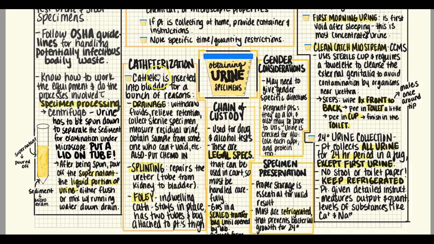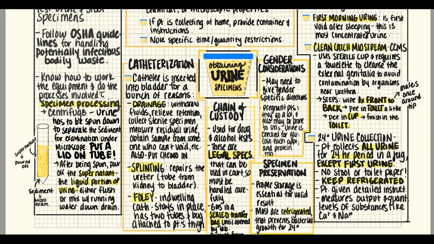Alright, so moving over here to catheterization. A catheter is inserted into the bladder for a whole bunch of different reasons. The main one is usually just drainage, and that is to withdraw fluids, relieve retention, collect a sterile specimen, measure residual urine volumes, sometimes to obtain a sample from someone who can't void or urinate normally. And then also sometimes we use a catheter to put something in, which is normally chemotherapy, into a patient with bladder cancer.